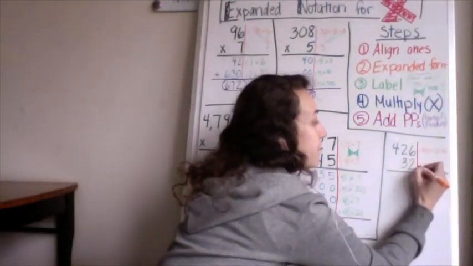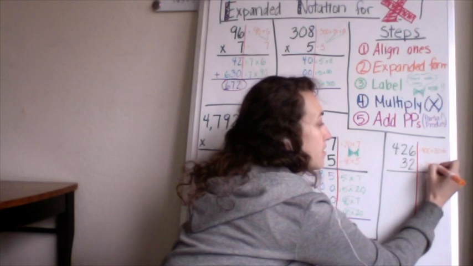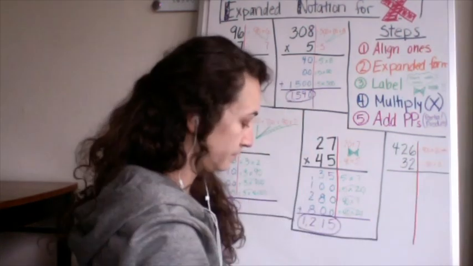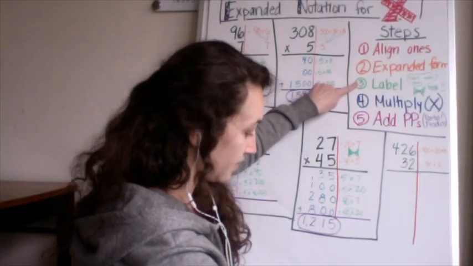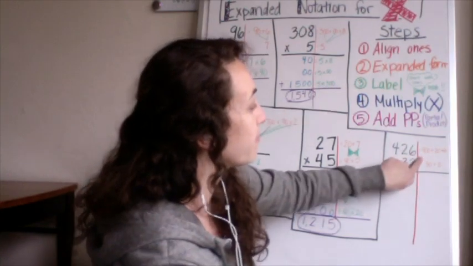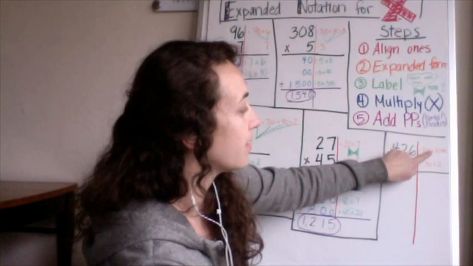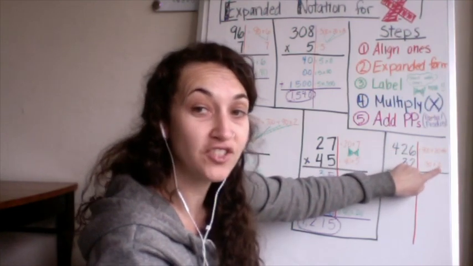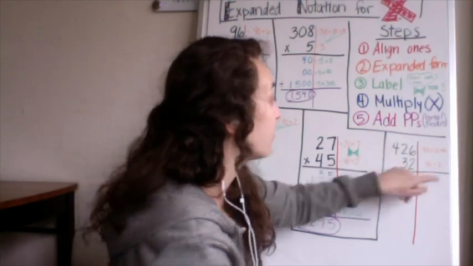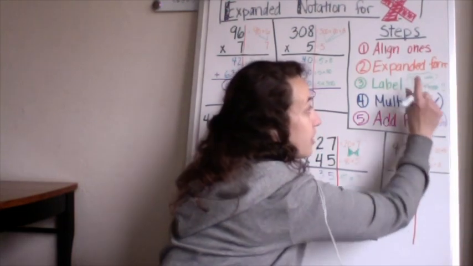Here I have 30 plus 2. Label. We're going to remember, since I have 1, 2, 3 digits up here, I'm going to have an equation with my 2 three times. So let's start with my 2, and I always start with the ones.